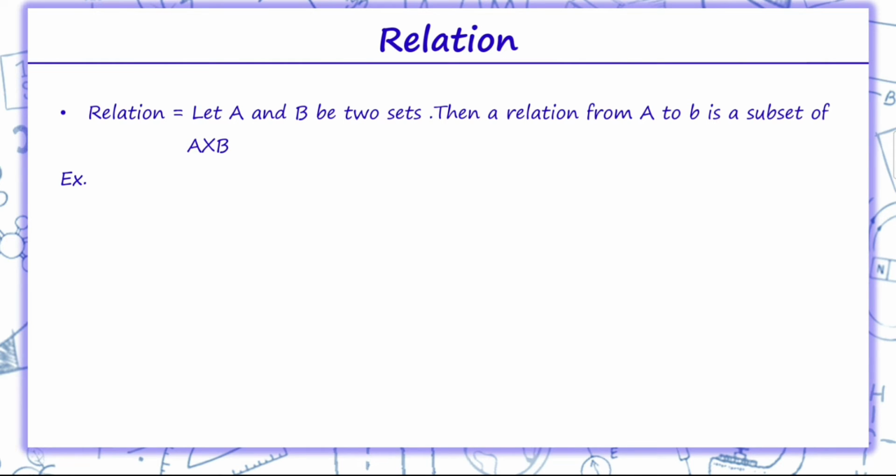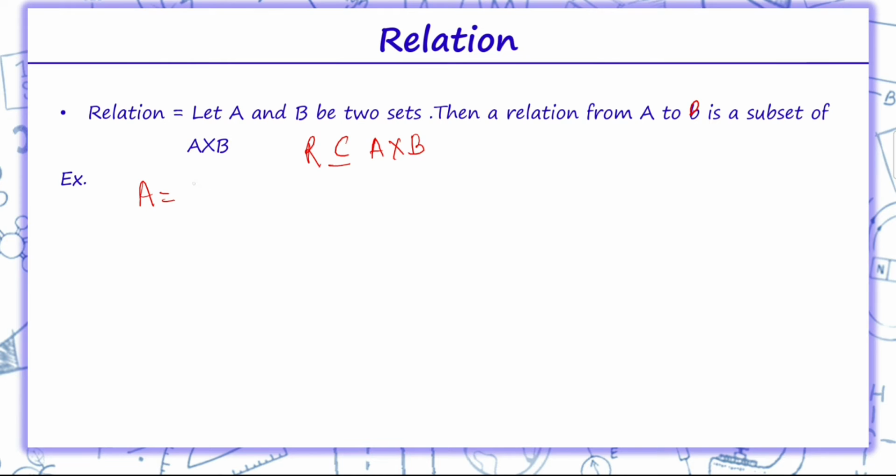Let's suppose we are provided with two sets A and B. Then a relation from A set to B set is a subset of A cross B. That is, we can write like this: our relation is the subset of A cross B. Now A cross B is what? It is Cartesian product.